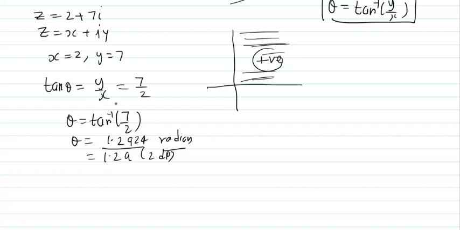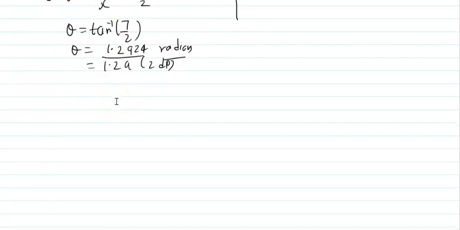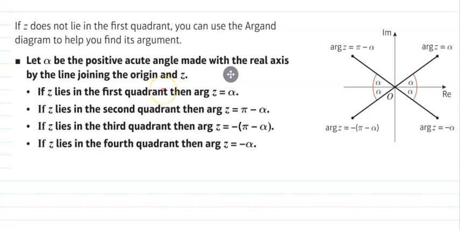What happens if z is lying in a different quadrant? Let's see this diagram now. If z does not lie in the first quadrant, you can use the Argand diagram to help you find its argument, right? If this is angle alpha in the first quadrant, then if z lies in the first quadrant, the argument of z will be alpha, right?